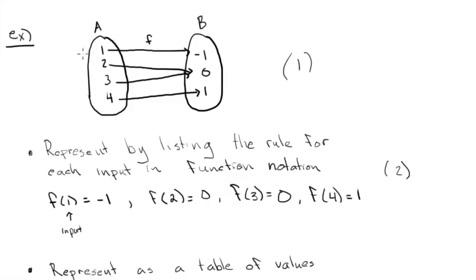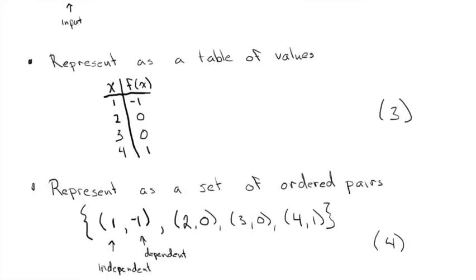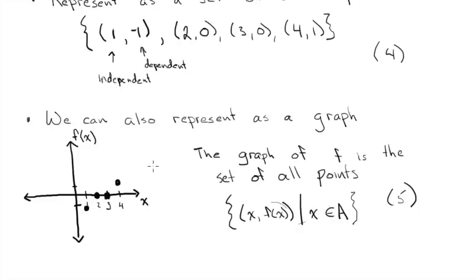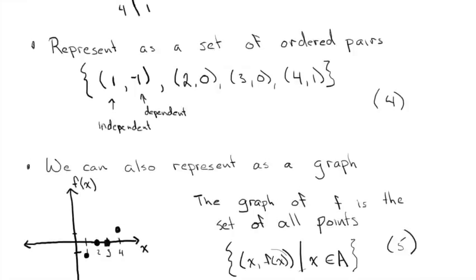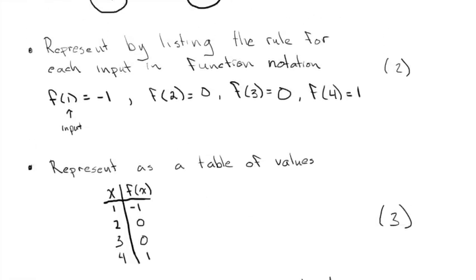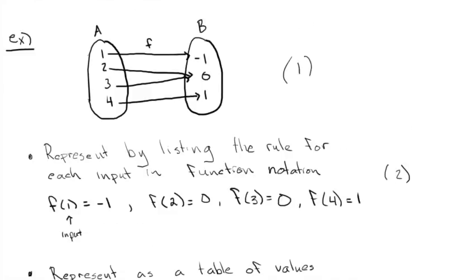This function had 4 elements in its domain, and they went to 3 elements in its range. And we had a mapping diagram, listing the points, table of values, ordered pairs, and the table of values and the graph were all ways we could represent this function. Now, there's one obvious drawback to all but one of these ways.